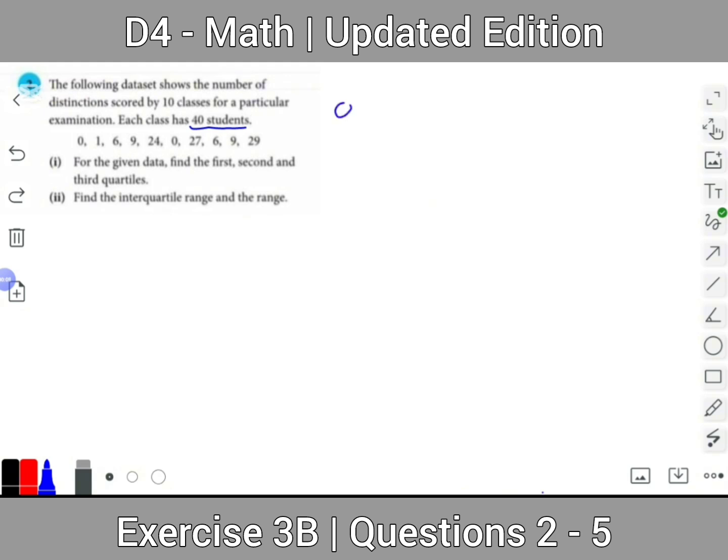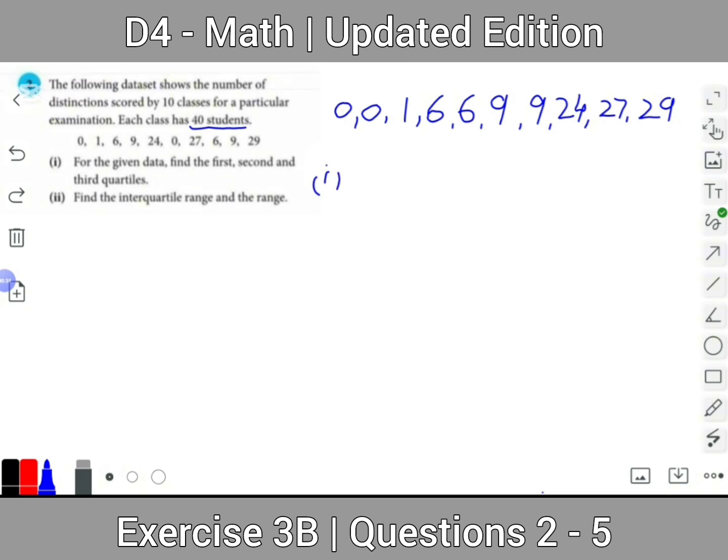So here we have 0, 0, 1, 6, 6, 9, 9, 24, 27, and 29. Now in part 1, from the given data, find the first, second, and third quartile.